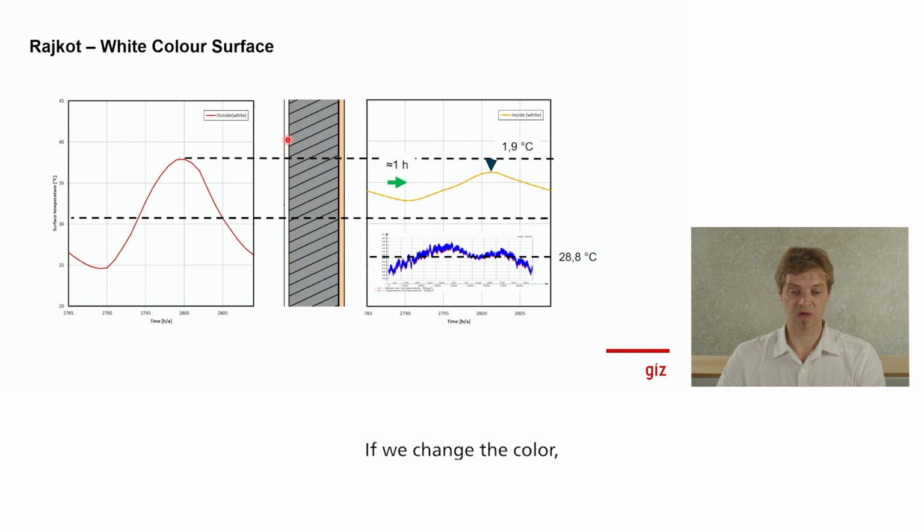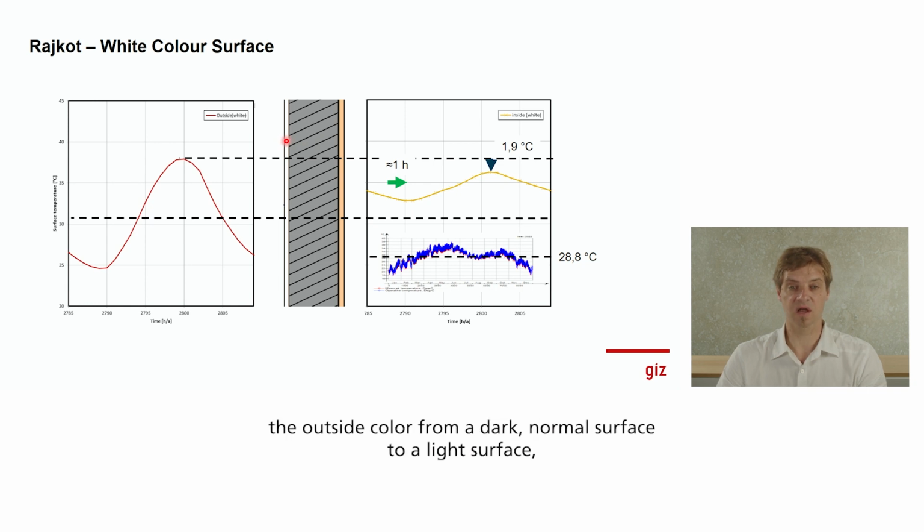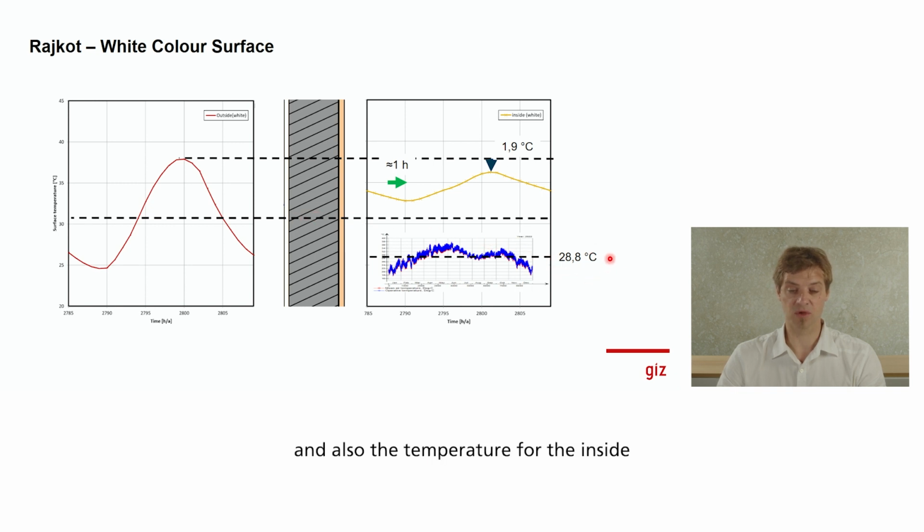If we change the outside color from dark normal surface to light surface, we see that the overall mean temperature of the outside drops, and also the temperature for the inside for the whole year is reduced. We also see, as we have seen before in the first graph I showed you, that the temperature attenuation is just below 1.9 degrees, but also the temperature shift is going down.